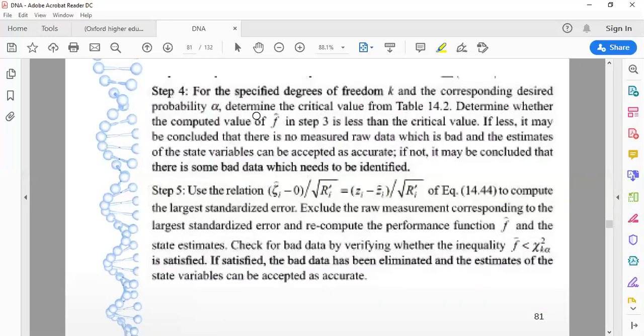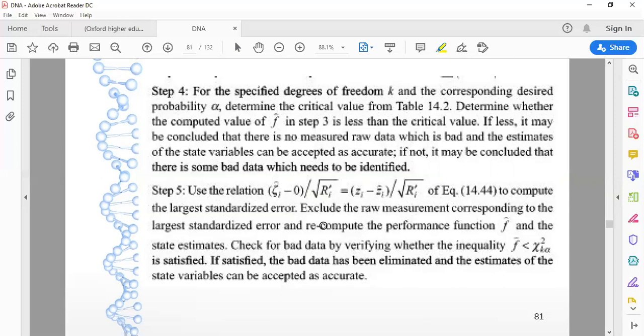Then we need to compare whether it lies in the area 1 minus alpha. If so, there is no need to do any further calculation, but if it lies in the area of alpha, it means that there is a possibility of bad data in the measured raw data. So we have to take precautions. Once again, in another relation which we discussed in my session 3, zeta i divided by the square root of the covariance, this is known as the covariance under root of Ri square. By performing this, once again we will compute the value, and from that value we can easily estimate the value of K.